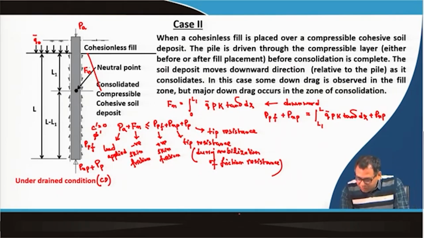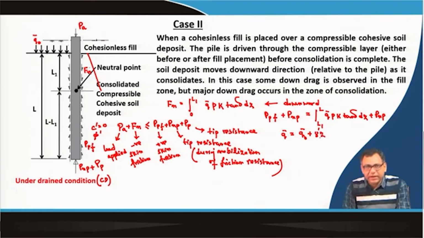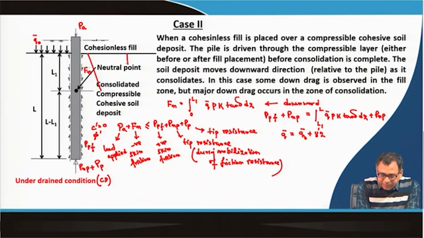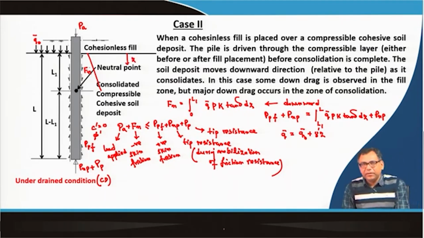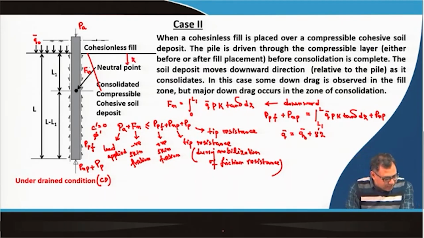Okay. Now, what is Q bar here? Q bar is the surcharge Q0 bar, which is acting at the top, plus the overburden pressure. Overburden pressure is gamma dash into Z, where Z is at any depth. Okay. So, that is Q bar.